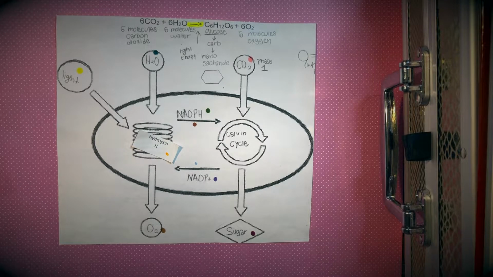When energized electrons flow down the electron transport chain, energy is released that is used to pump hydrogen ions into the thylakoid. The high concentration of hydrogen ions inside the thylakoid powers ATP synthase, which produces ATPs.